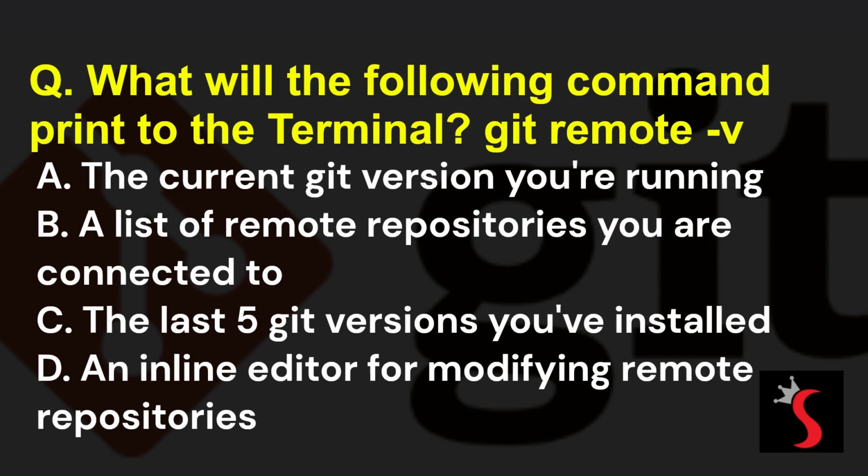What will the following command print to the terminal? Git remote -v. A. The current Git version you are running. B. A list of remote repositories you are connected to. C. The last 5 Git versions you've installed. D. An inline editor for modifying remote repositories.